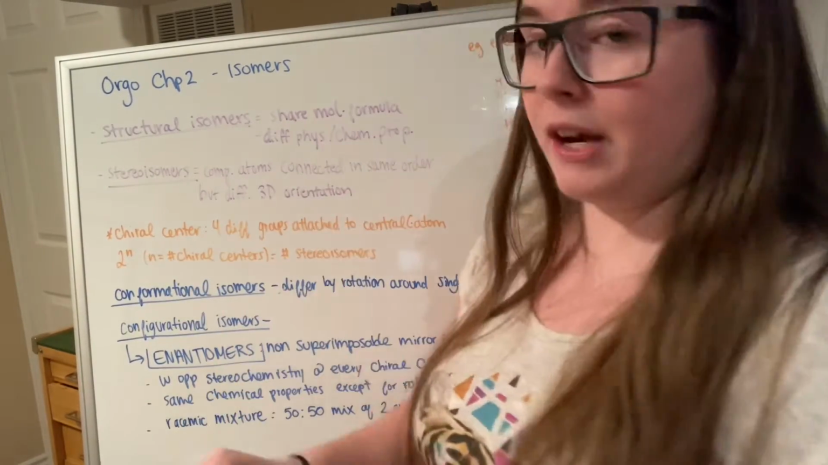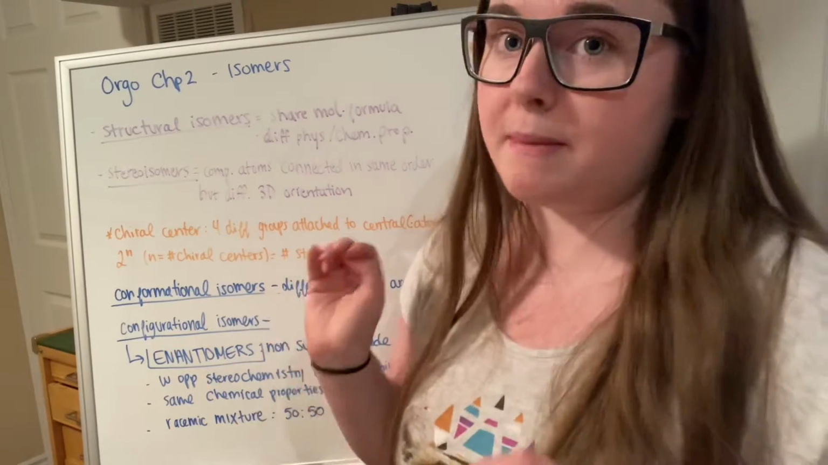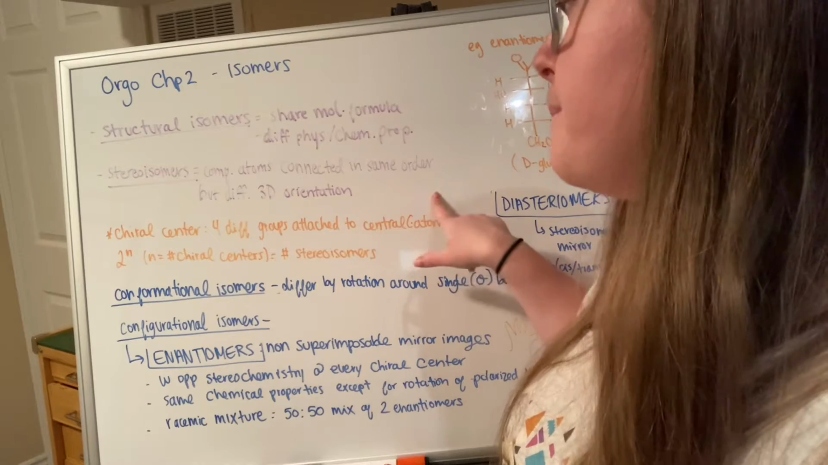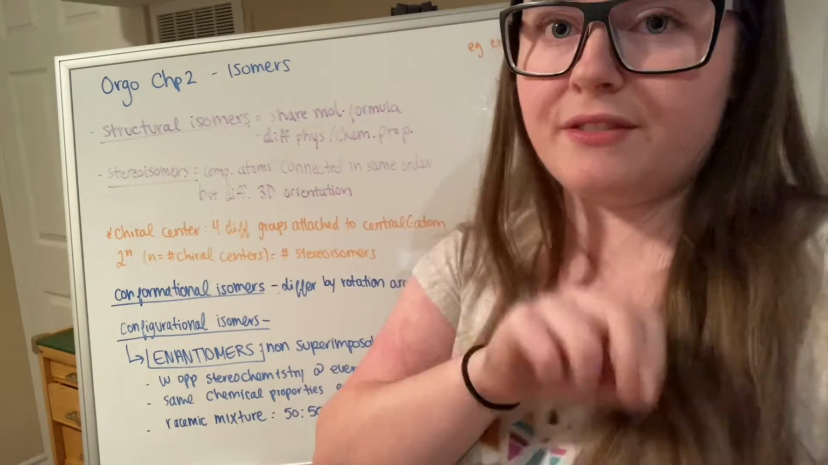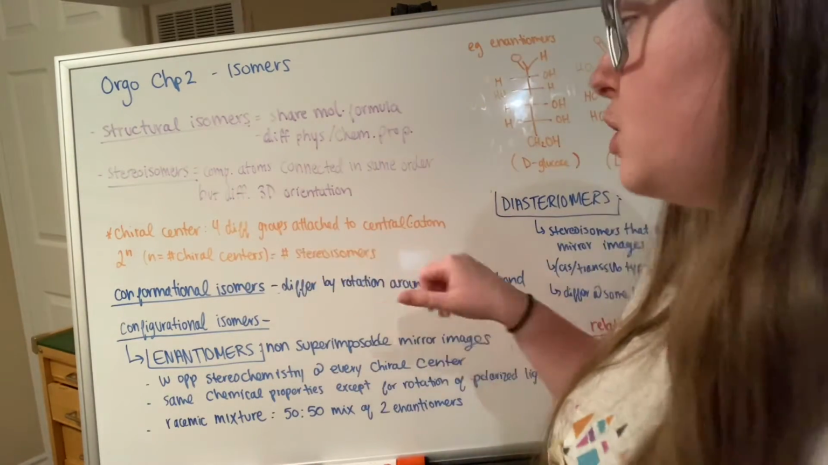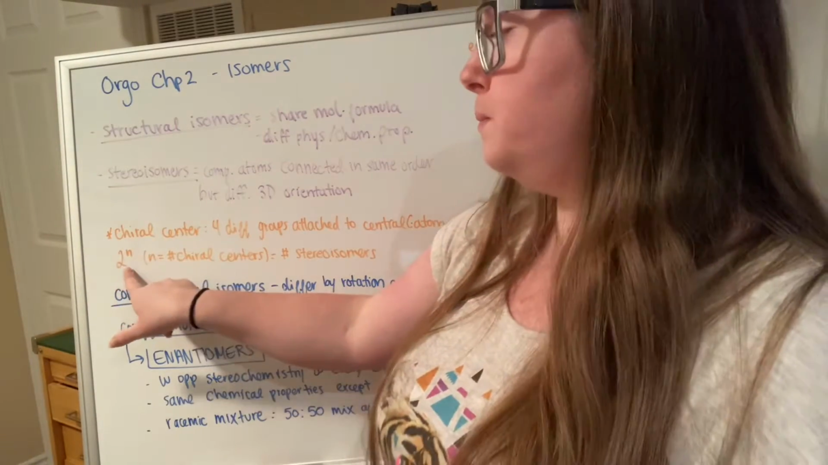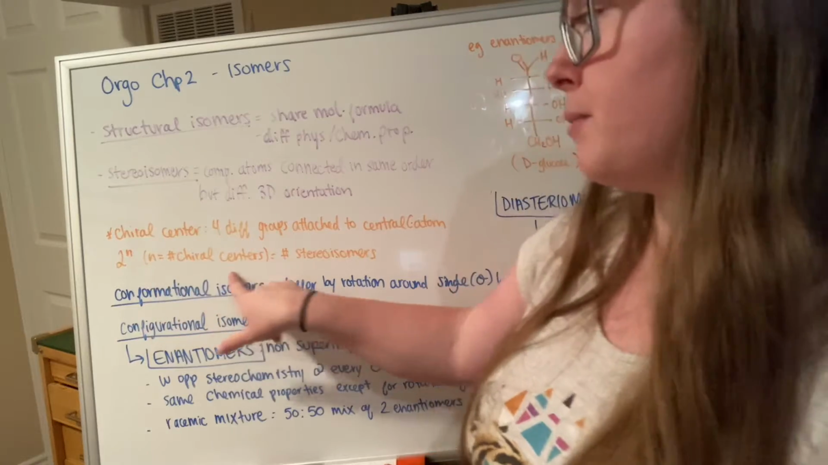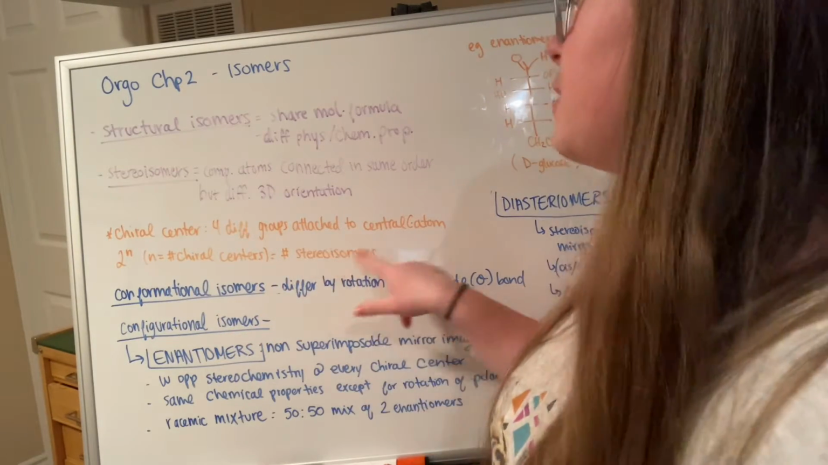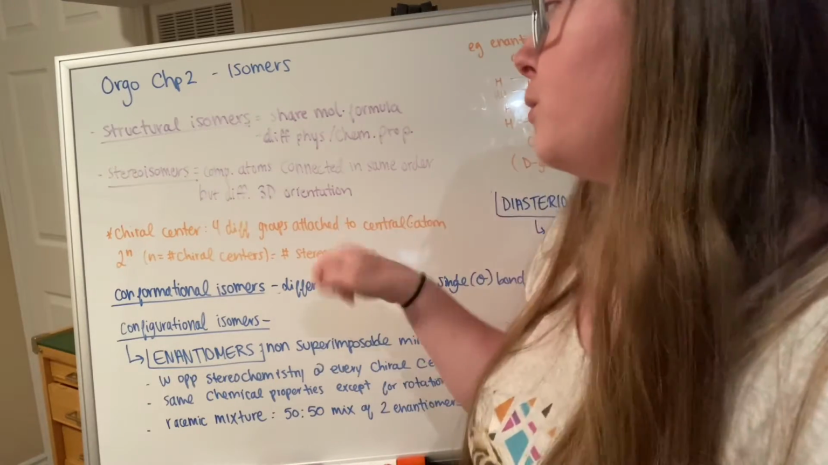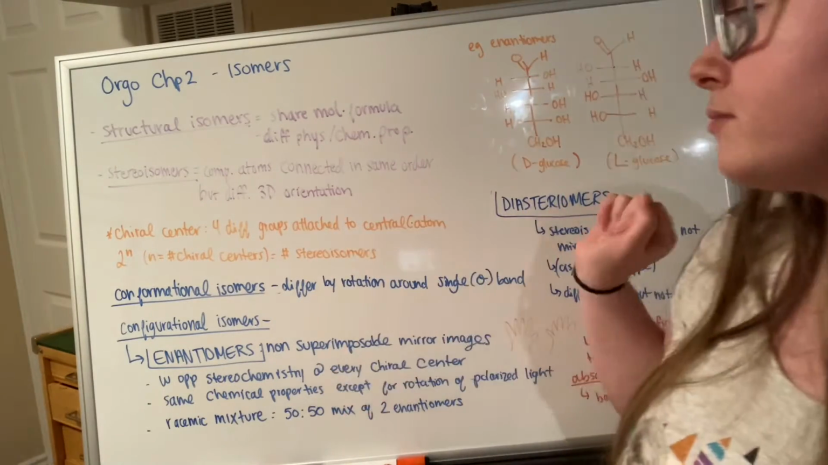A chiral center is the basis of a lot of things we're going to be doing. A chiral center means that one carbon atom is connected to 4 different substituents. So 4 different groups are attached to a central carbon. And so 2^n, where n is the number of chiral centers, equals the number of stereoisomers that this molecule can have.